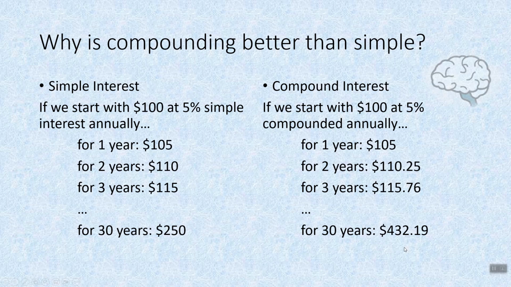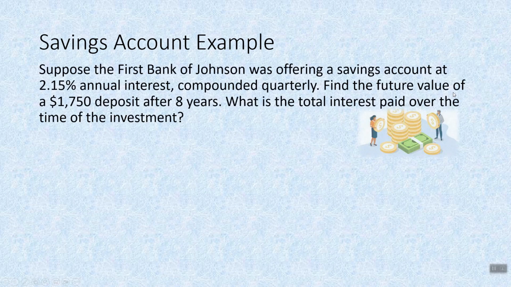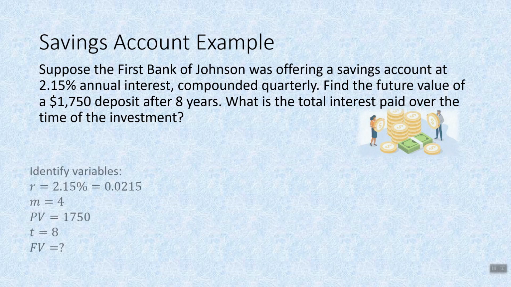So in the long haul, compound interest is the way to go, and that's why it's a big brain account. All right, let's look at a savings account example. Suppose the First Bank of Johnson was offering a savings account at 2.15% annual interest, compounded quarterly. Find the future value of a $1,750 deposit after 8 years. What is the total interest paid over the time of the investment?